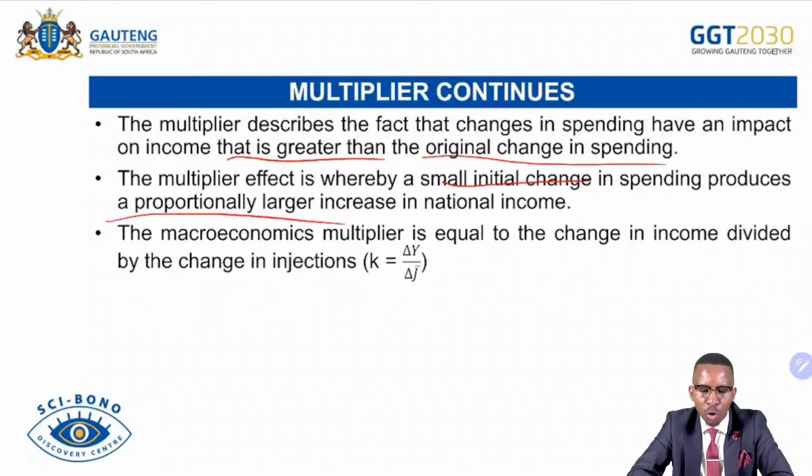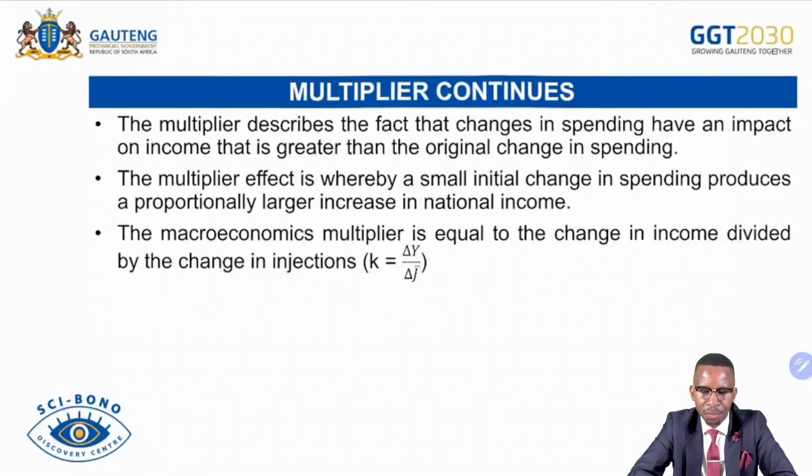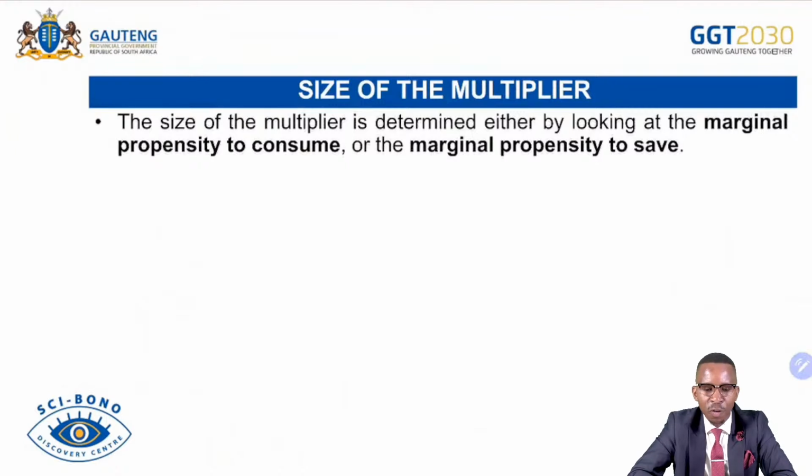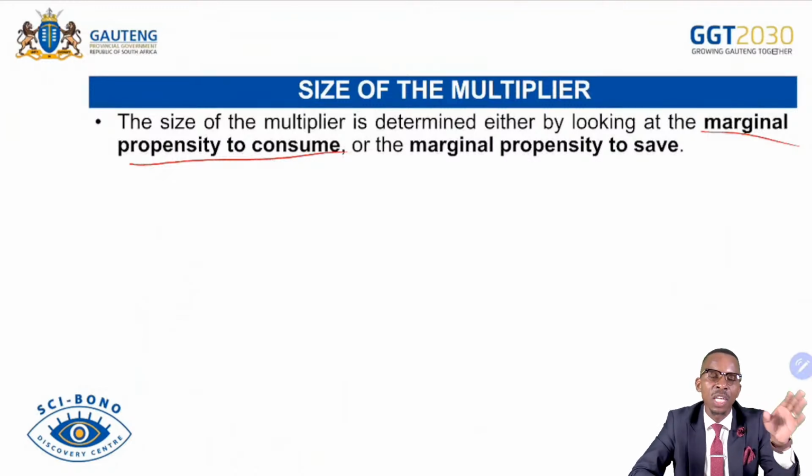The macroeconomic multiplier is equal to the change in income divided by the change in injection. We say K equals change in Y over change in J. Y is income, J is an injection. The size of the multiplier is determined by either the MPC or MPS, marginal propensity to consume or marginal propensity to save. We decide either we save or consume.